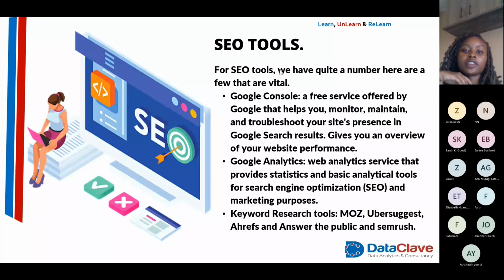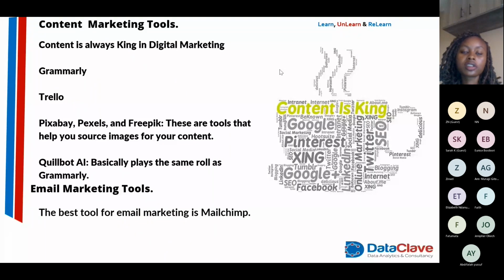Content is always king in digital marketing, as I said before. So there are a few tools that you need for content marketing. One is Grammarly. You need Grammarly because it enables a user to proofread and edit documents for grammar and checking spellings, and it's vital for copywriting. So Grammarly is very important as a tool.